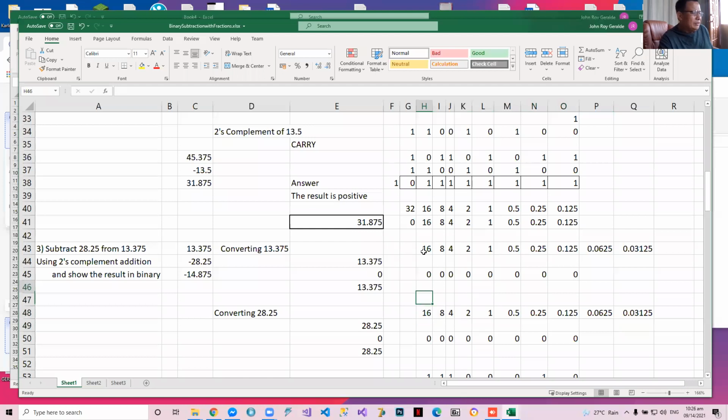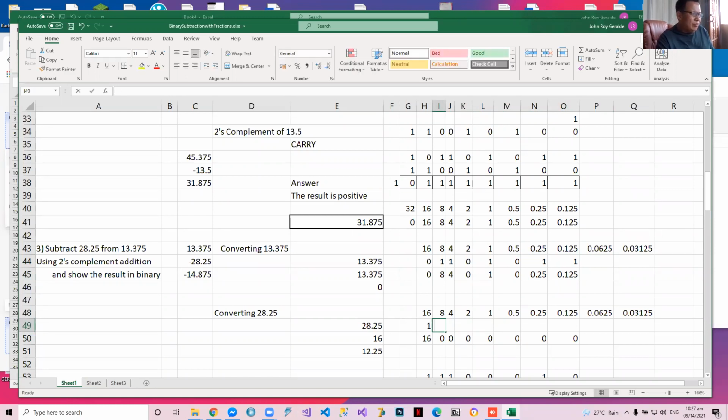So therefore, we reach up to 16, although our number is 13, because 28 requires 16. Okay, so this is a 0. This is a 1. This is another 1. We have 1 left. So this is a 1. And then this is a 0 because this is bigger than 0.375. This is a 1. This is a 1. Now we're left with 0. Any questions? So we'll convert 28.5 to binary first, and then to 1's, and then 2's complement.